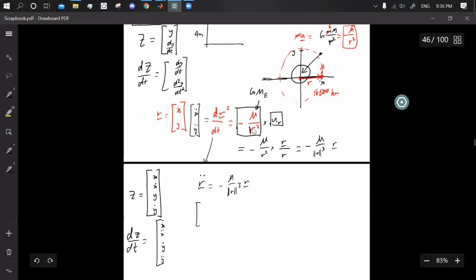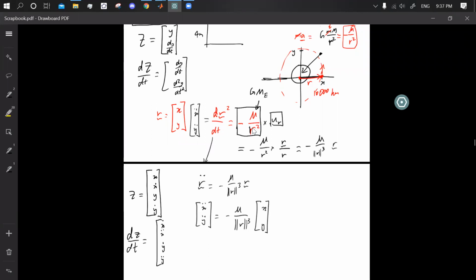The way I can write this out in components is x double dot and y double dot equals minus mu over the magnitude of r. Imagine for each loop, we can solve for this magnitude each time. Each time we would recalculate what the magnitude of r is, because it might have gotten further, it might have gone closer. And then this r here is going to be just x and y, because that's just what r is. We defined that over there. Okay, cool.